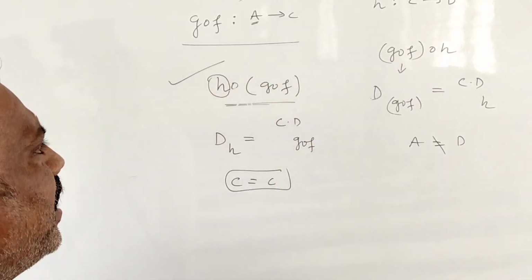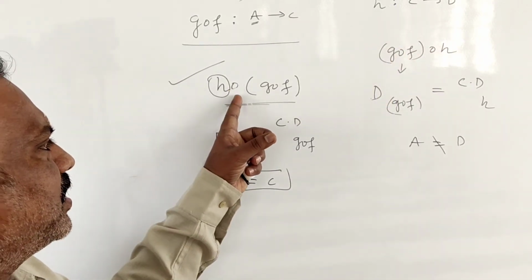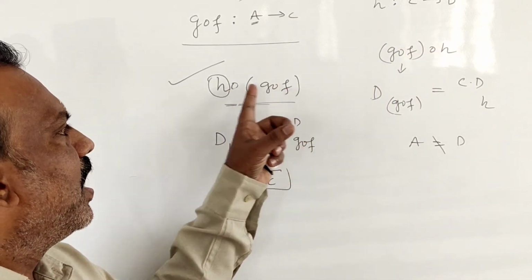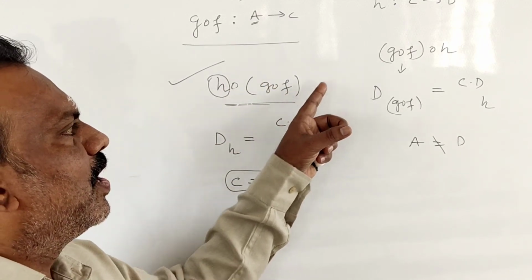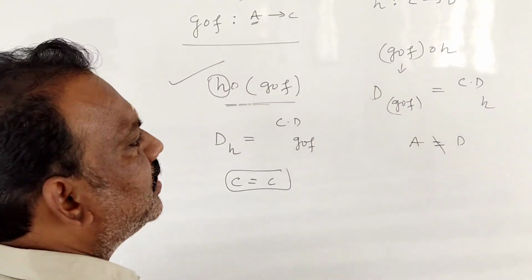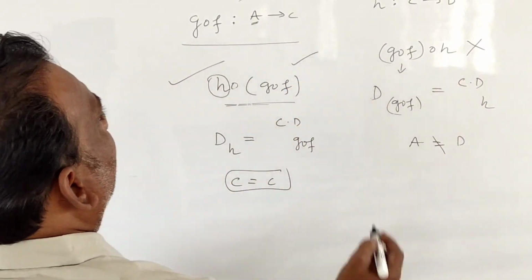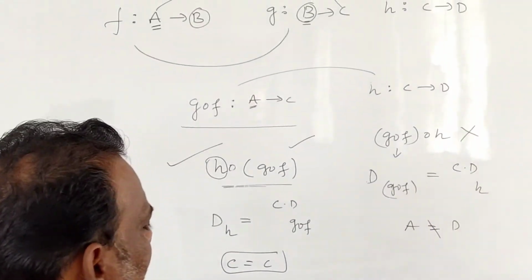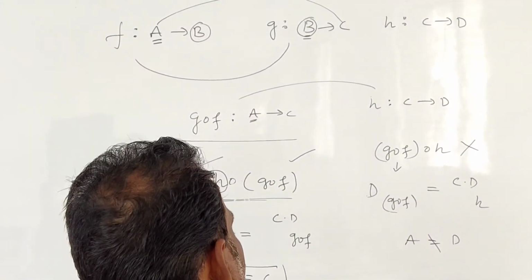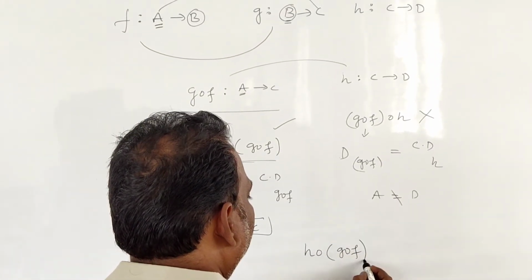That's why, of these two compositions, there is the possibility of H circle of G circle F, and the other one, G circle of H, does not exist here. So this is the composite function of these three. What is the composite function of those three, students? H circle of G circle F.